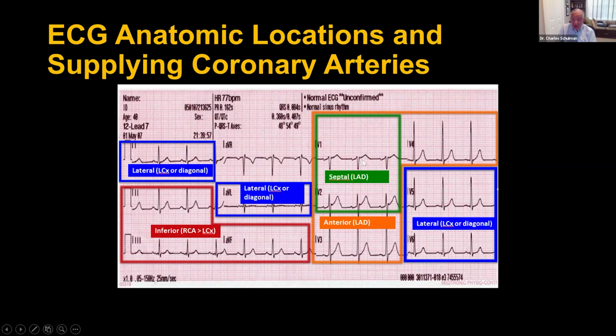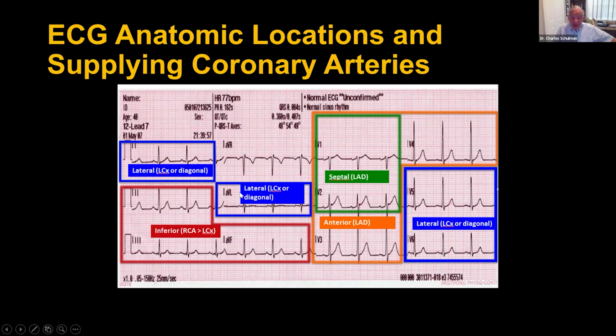Leads 1 and 2 are called septal, and V1 through V4 are all called anterior rather. Septal MIs actually don't produce echo changes that are exactly where the EKG looks like they would be. They're further south, further distal.